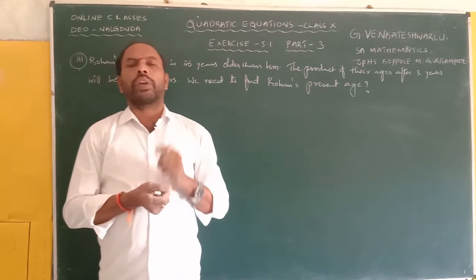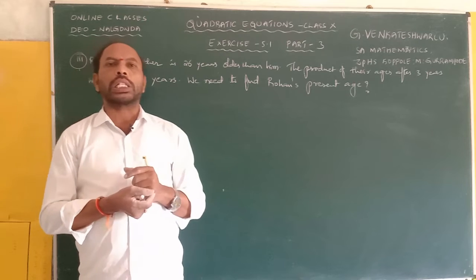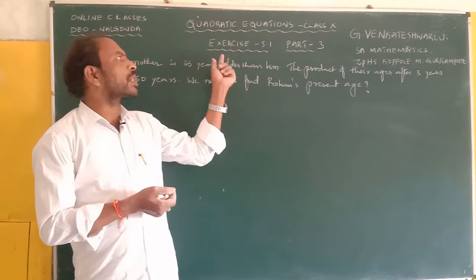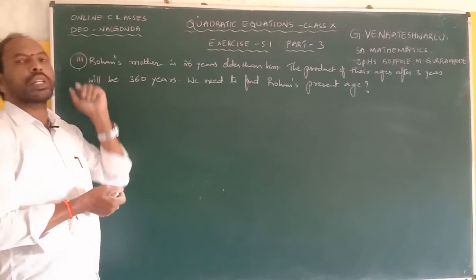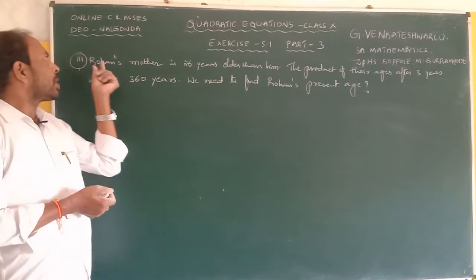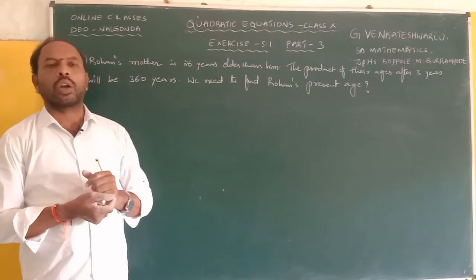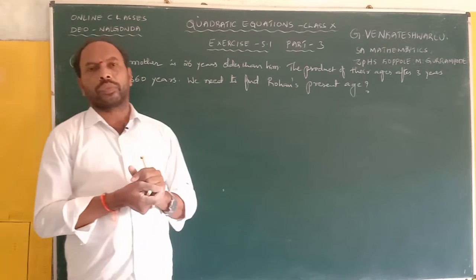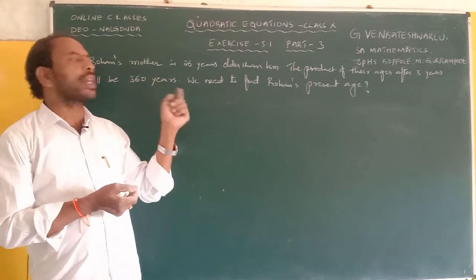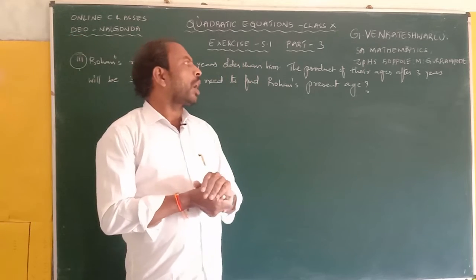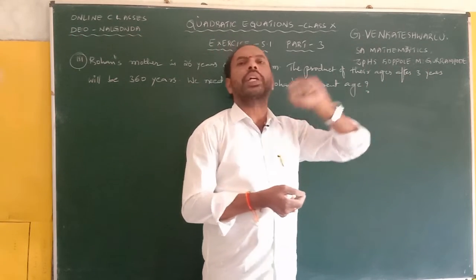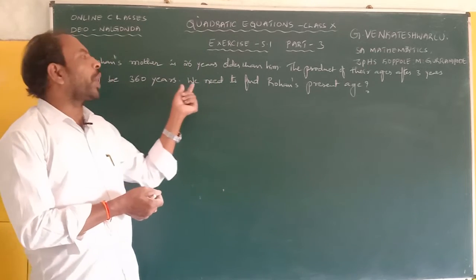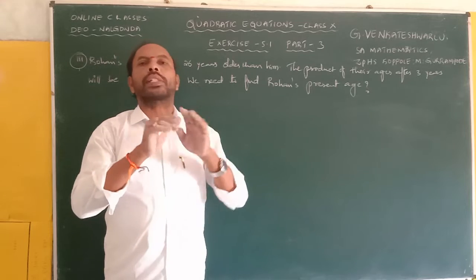In this session we are going to discuss the 10th class topic quadratic equations part 3. From exercise number 5.1, we are going to discuss the third problem. Rohan's mother is 26 years older than him. The product of their ages after 3 years will be 360. Then we need to find Rohan's present age.